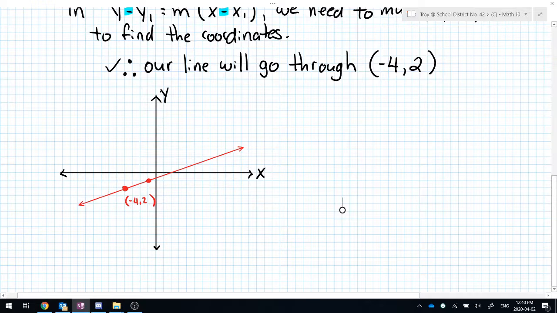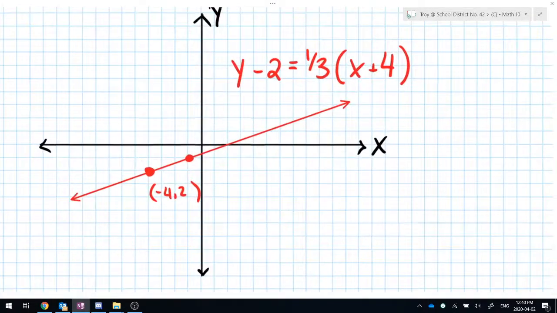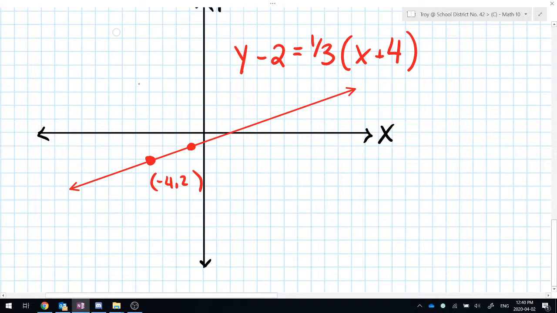So what was my formula here? This is the equation of the line: y minus 2 equals 1/3 times x plus 4. Okay, so just to be clear, we had our first point, and then we had a slope with a run of 3 and a rise of 1. So that's how we got our slope there.